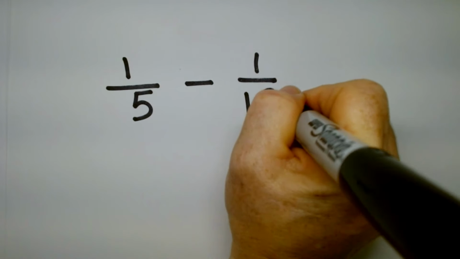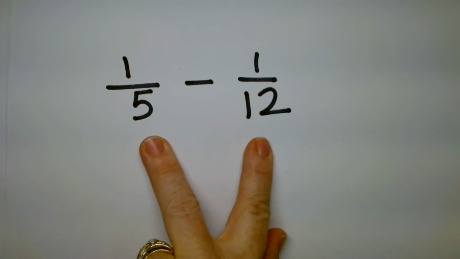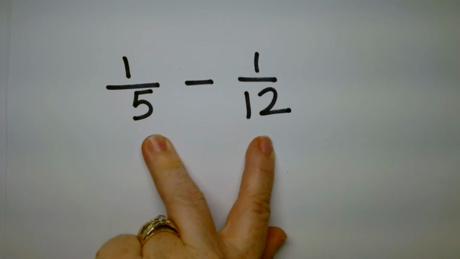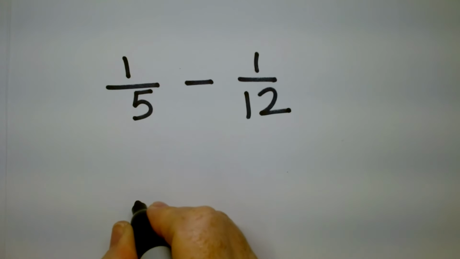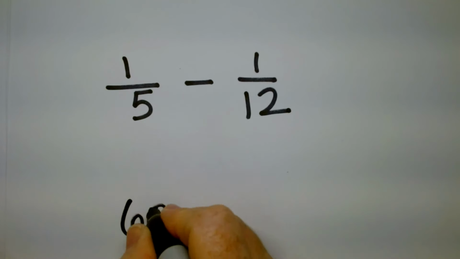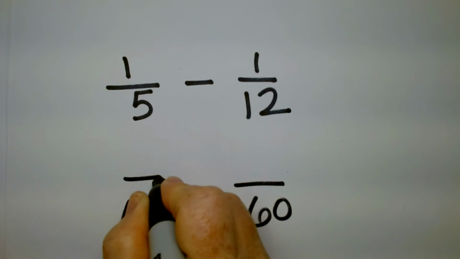1/5 minus 1/12. Let's do a subtraction one. What is 5 times 12? Now, don't worry about least common denominator. 5 times 12. What do you think it is? Yeah, did you get 60?